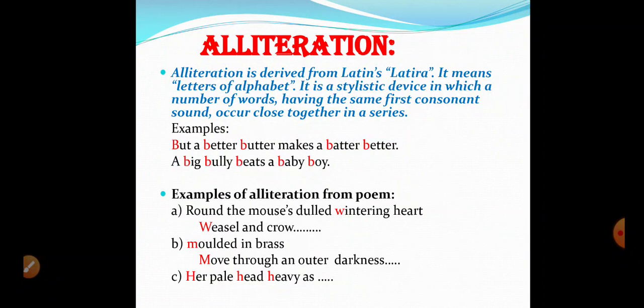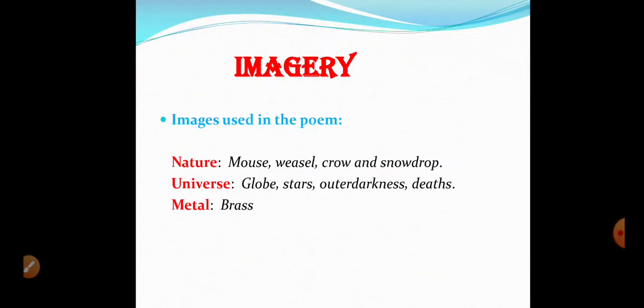For example, one example: round the mouse's dull wintering heart, weasel and crow. Wintering weasel, W. Wintering weasel. Similarly, another example of m sound: molded in brass, moved through an outer darkness. Molded, moved. Example of alliteration. Another we have: her pale head heavy as metal. Her head heavy. So this is an example of alliteration from the poem. So I think these were some important things.